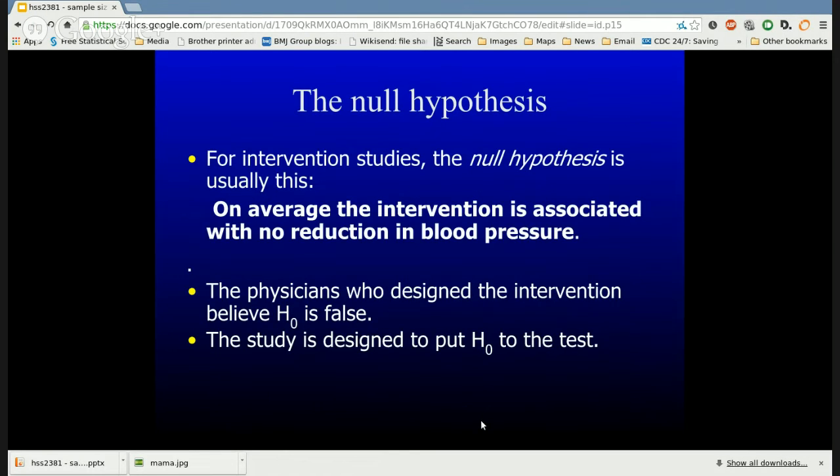Now, the null hypothesis here is always there's nothing going on. So here it's, on average, the intervention is associated with no reduction in blood pressure. In other words, the null states that the drug does not work. So we always begin by assuming that the drug does not work. Now, the people who commissioned Nick to compute whatever number of people is needed are assuming that the null hypothesis is false. In their hearts, they think the drug actually does work. So the test is designed to put the null hypothesis to the test, to determine whether or not we can reject it or fail to reject it.